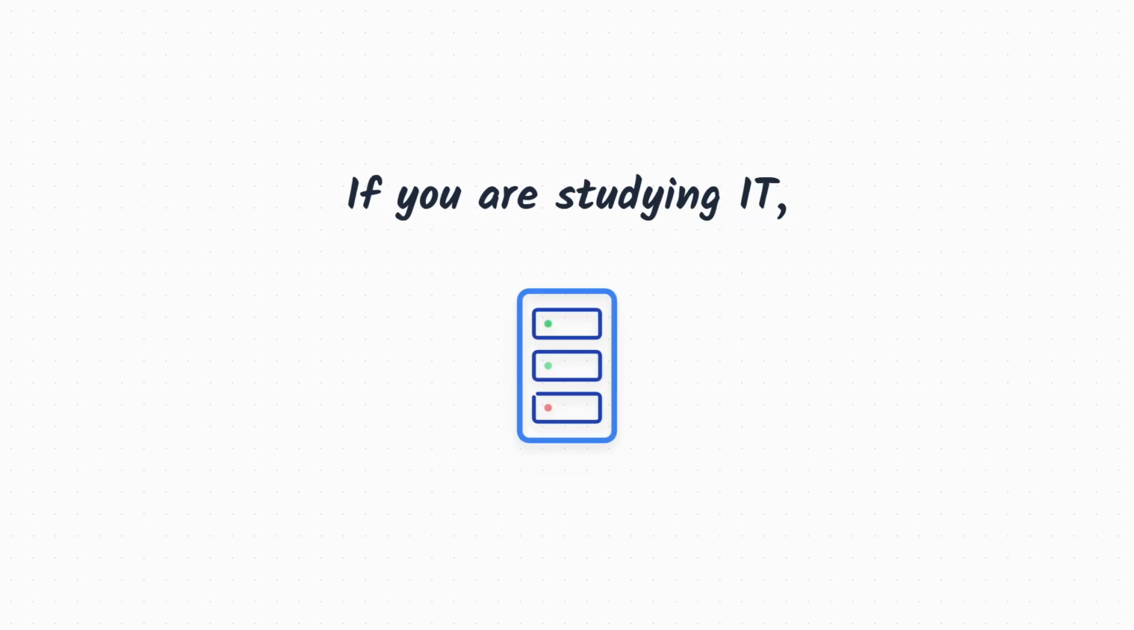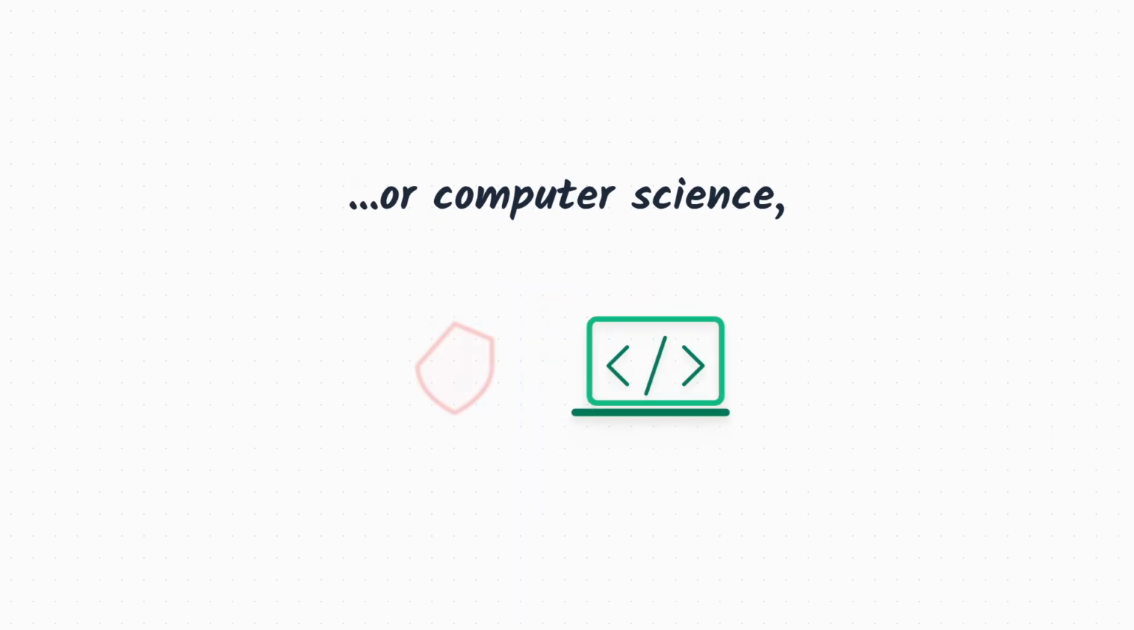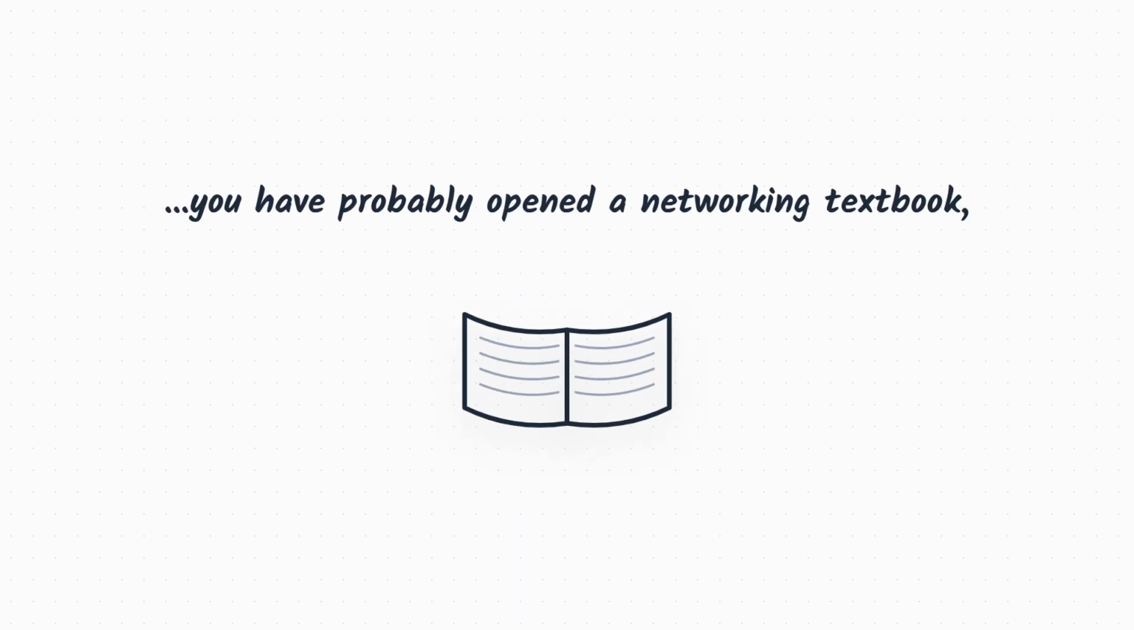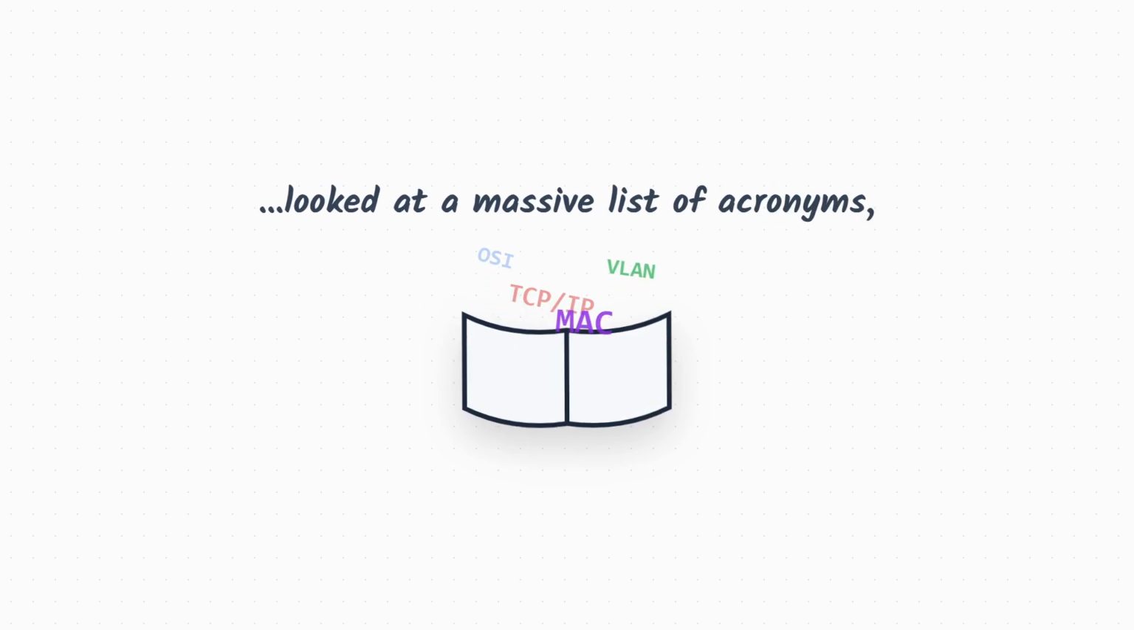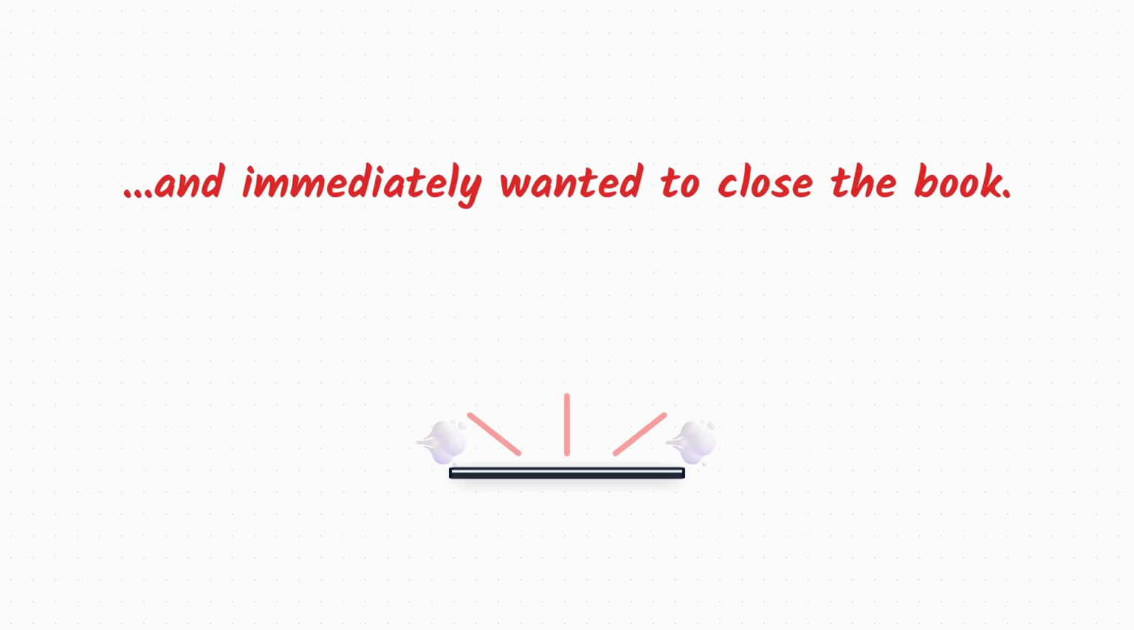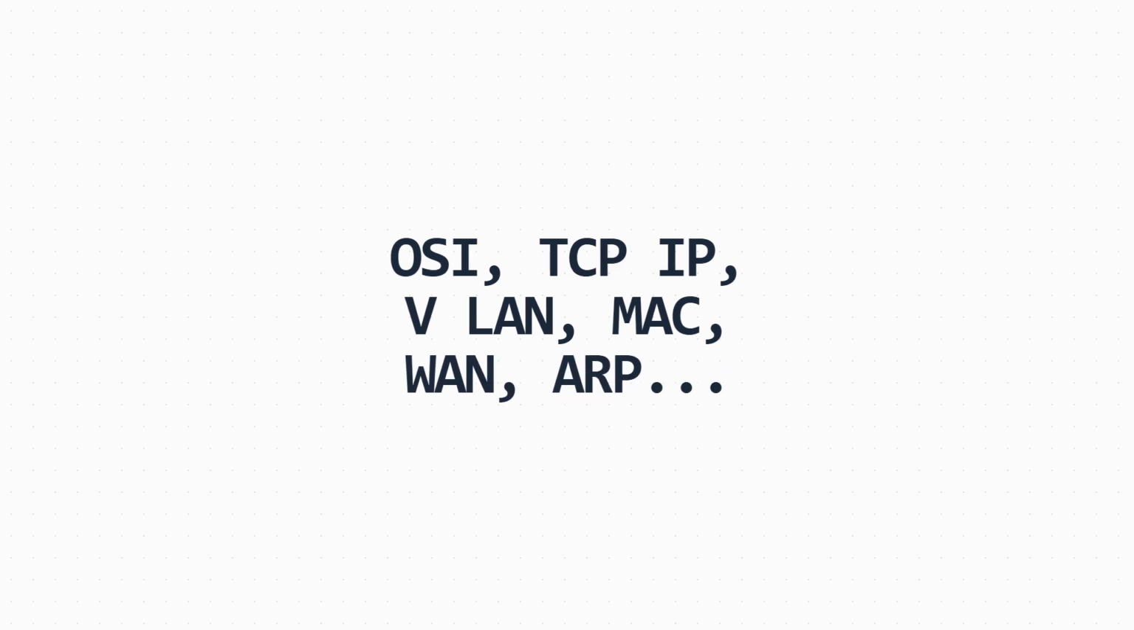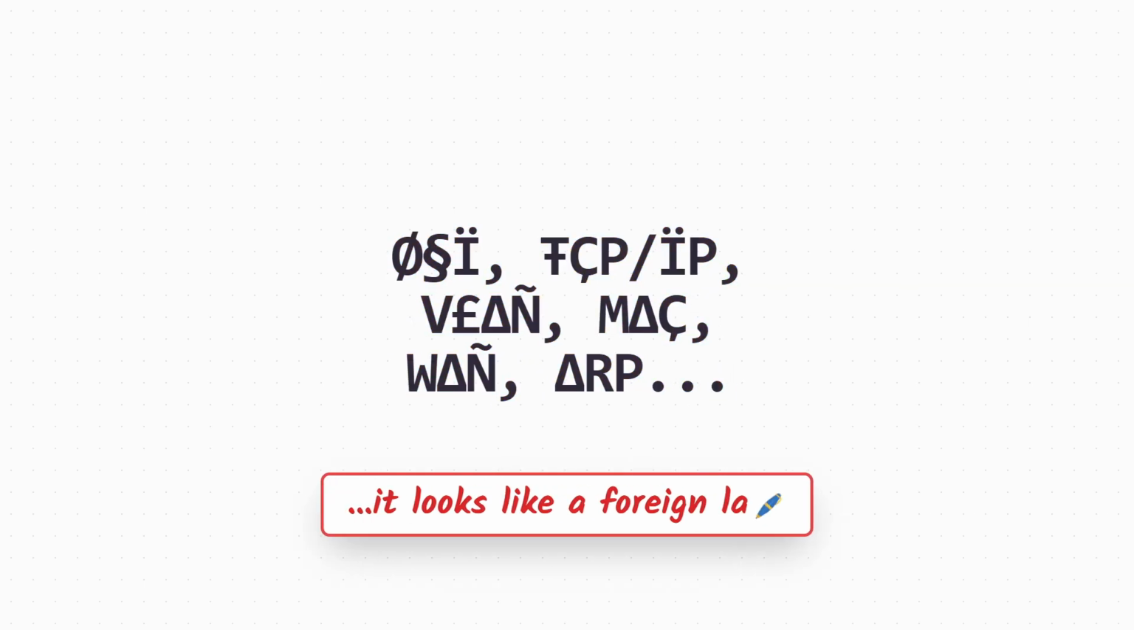If you are studying IT, cybersecurity, or computer science, you have probably opened a networking textbook, looked at a massive list of acronyms, and immediately wanted to close the book. OSI, TCP, IP, VLAN, MAC, WAN, ARP. It looks like a foreign language.